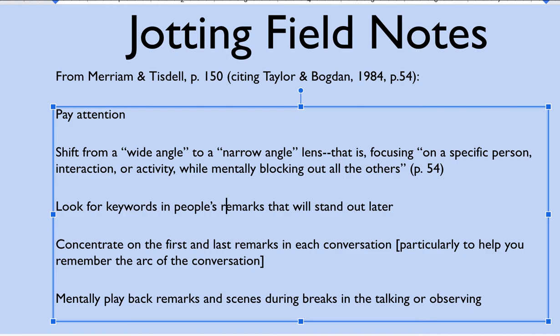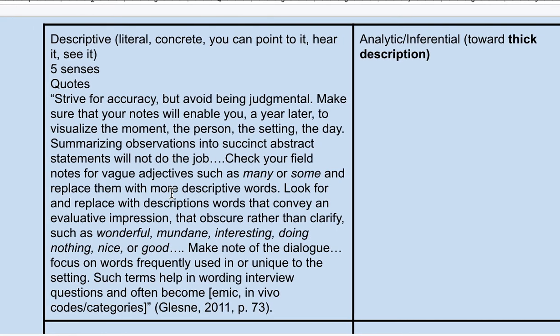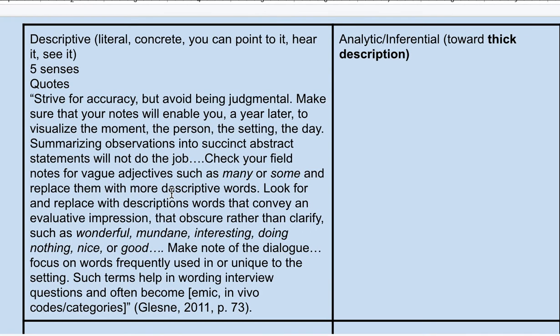So I'm going to ask you to do 2-column field notes for this. Typically we would draw a line down the center of the paper or make a table. And on the left-hand side, we use our descriptive language. So this is literal, concrete, you can point to it, you could hear it, five senses kind of notes. And you're going to be in shorthand because you're going to be writing as you observe, or when you can steal a moment in the hall, for example.